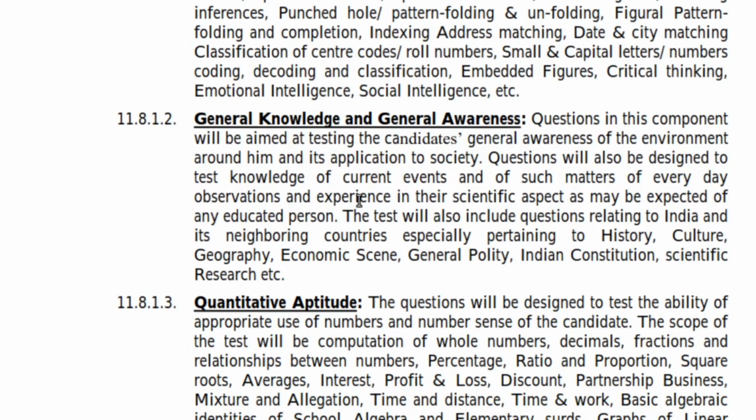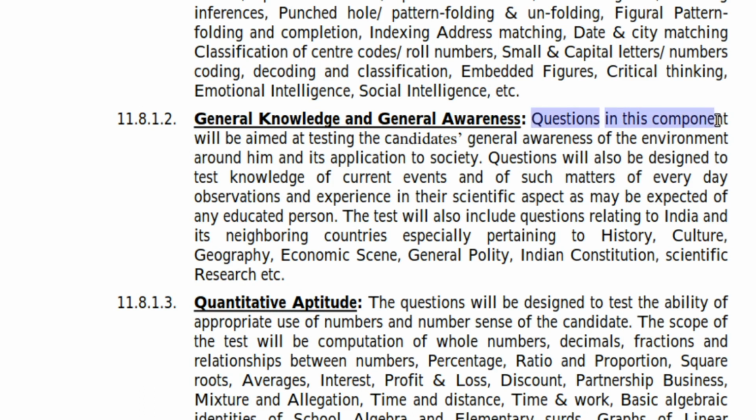Now let's see what we have in general knowledge and general awareness. What do they do? They test your basic general knowledge. Make sure you read all the current affairs from the last 6 months. Last 6 months is a must, and even all the longest, largest, everything. Keep all the capitals, currencies, everything clear. Let's see what it says.